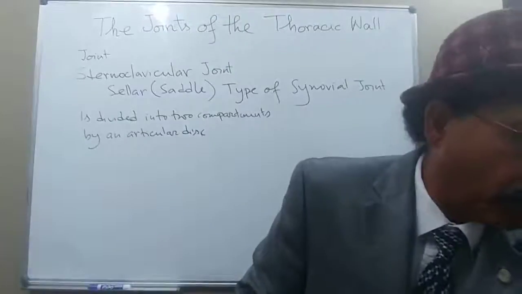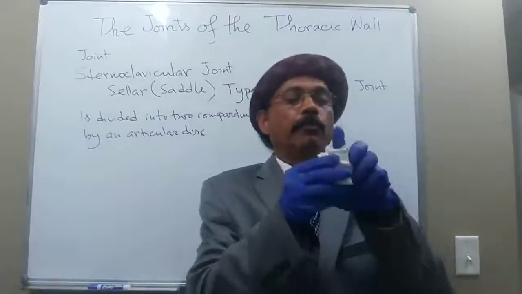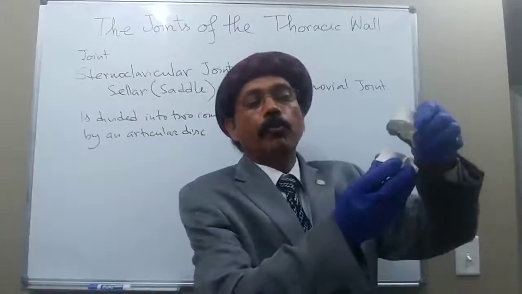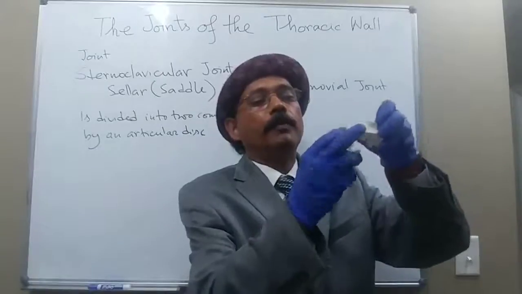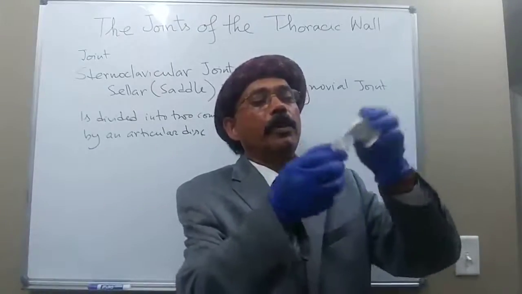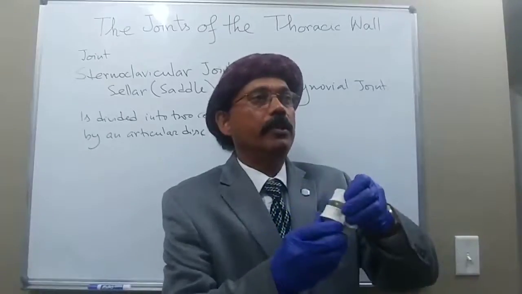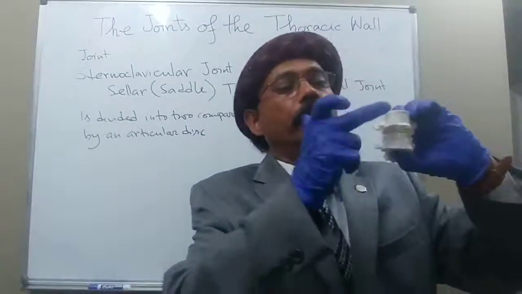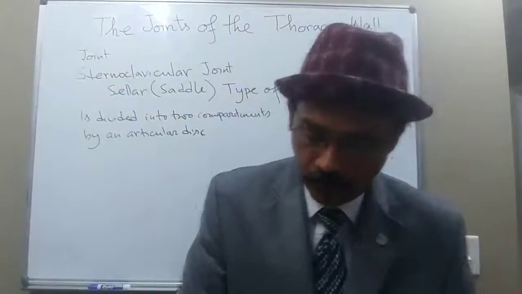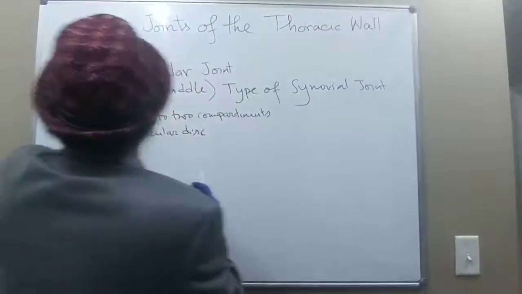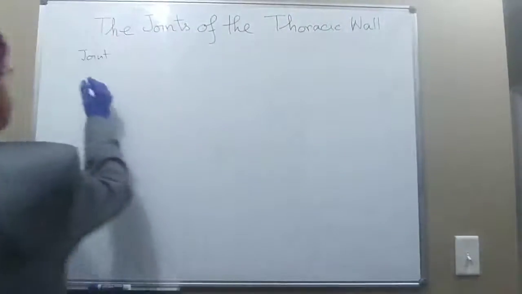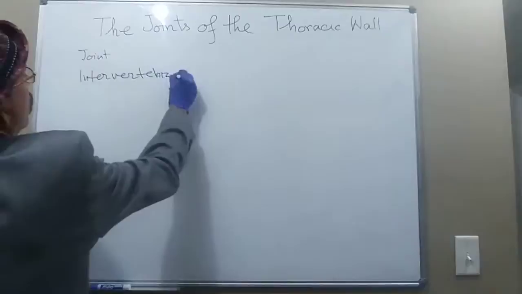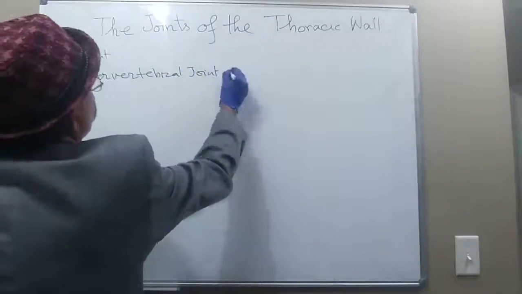Joints between the vertebrae. Here we have the thoracic vertebrae. We should have 12 thoracic vertebrae. So this is the joint between the bodies of the vertebrae: this is the body of one vertebra, another body of the vertebra, with the intervertebral disc in between them. This is the intervertebral joint between two vertebral bodies.